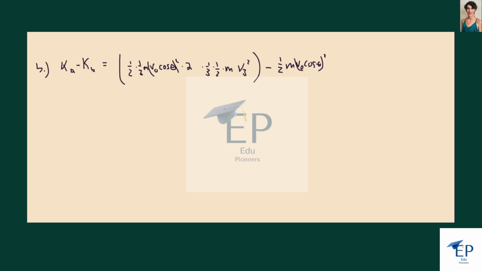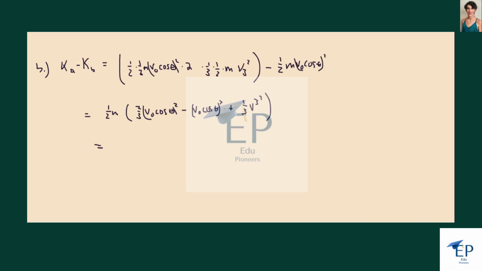Now we can simplify some stuff here. We can pull out a 1/2 m, and we're left with 2/3 (v naught cos theta) squared minus (v naught cos theta) squared plus 1/3 v3 squared.